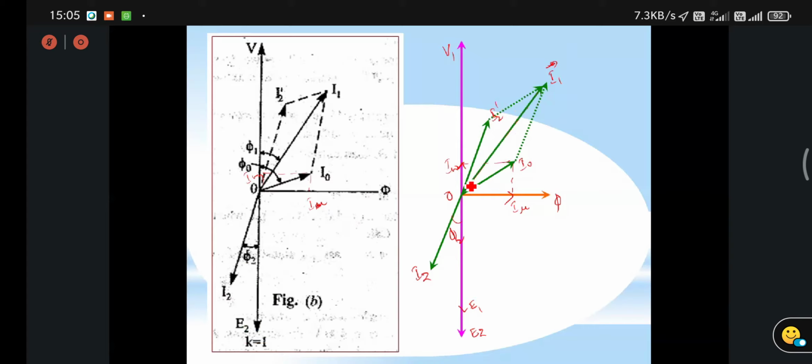And with V1 and I naught you can get phi naught, and with respect to V1 and I1, you can get phi 1. So this is the phi 2 here. This is the phasor diagram of that circuit. So next.